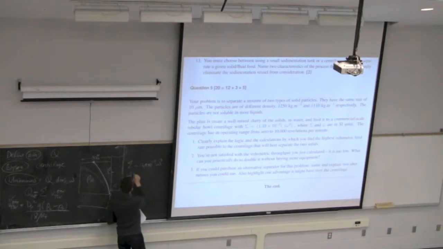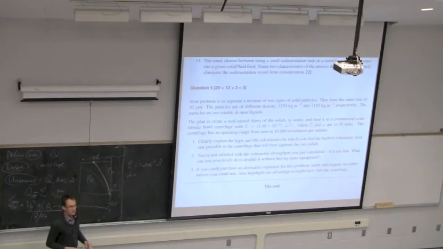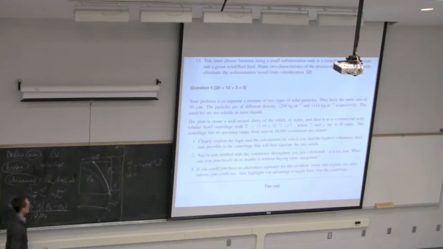Omega squared, what is omega? Variable. Which one's your omega? Omega values? Depends what you want it to be. Pick the highest one. Why do we pick the highest one? If you picked a lower one, you're going to get a smaller Q cut. So you want the maximum Q cut, the highest volumetric feed rate possible. So omega must be maxed out. What is the omega that's maximum?